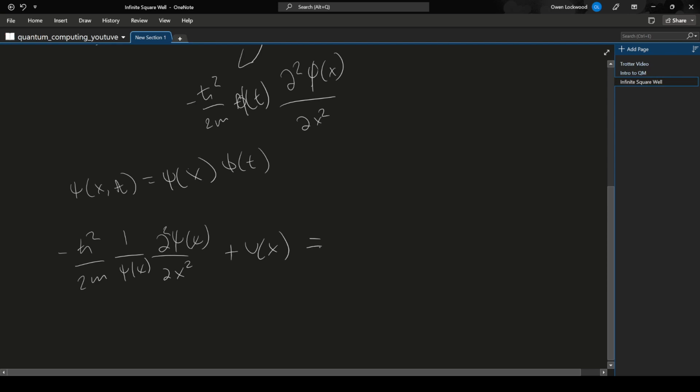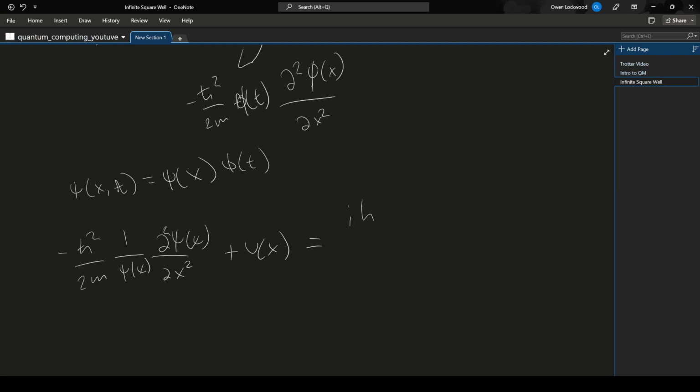And then on the other side, we can see the position gets canceled out, so we'll just have i h bar over the time function, and then the derivative. Here I'm doing it correctly, the derivative of this time function with respect to time. And we can rewrite this in a handy way.